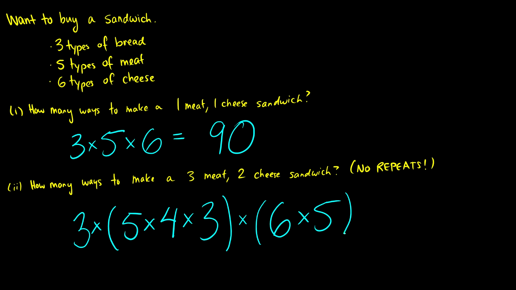So our end result is going to be much higher than 90. It's going to be 3 times 60 times 30. It's 90 times 60. So this is going to be 5,400 possible combinations. So if you want 3 meats and 2 cheeses instead of 1 meat and 1 cheese, you have a lot more options, which is good, because options are good.